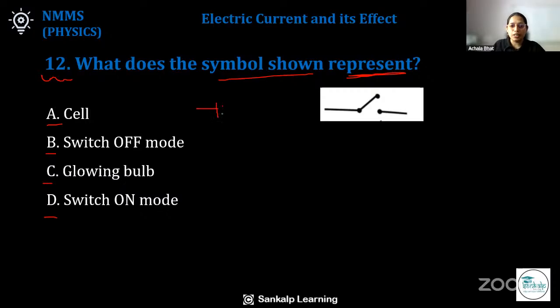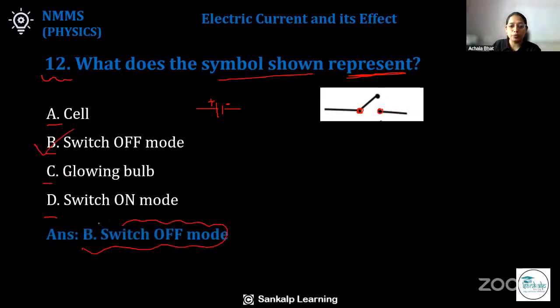Cell is represented like this. See, this is positive terminal and this is negative part. This is the symbol of cell. Switch off mode, which means no electricity is passing. There is break in connection. Yes, here this represents break in connection. There is no connectivity between these two edges or these two points. So, which is in switch off mode. Option B is correct. Switch off mode.